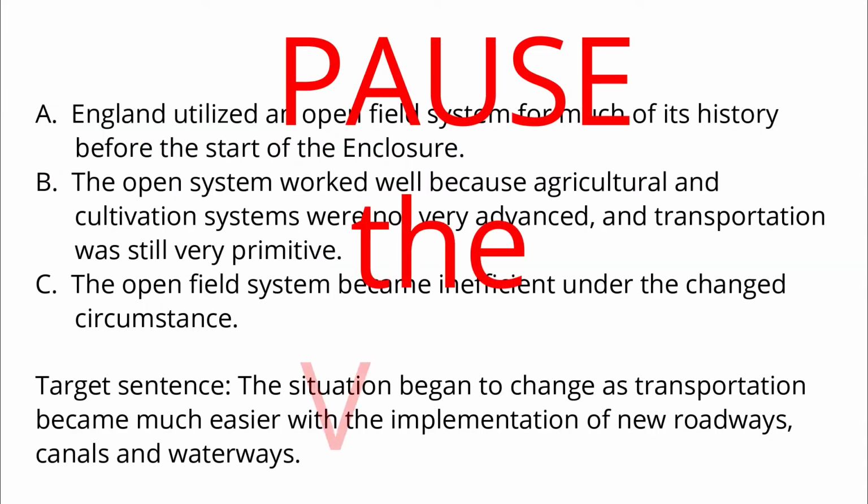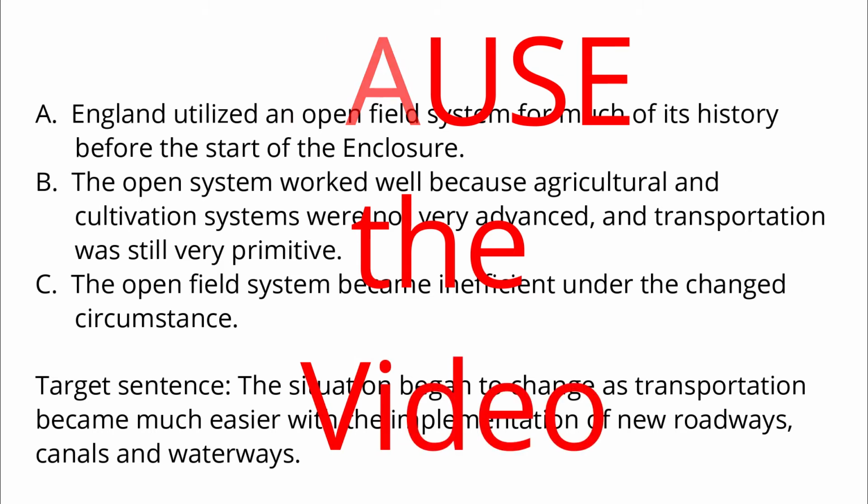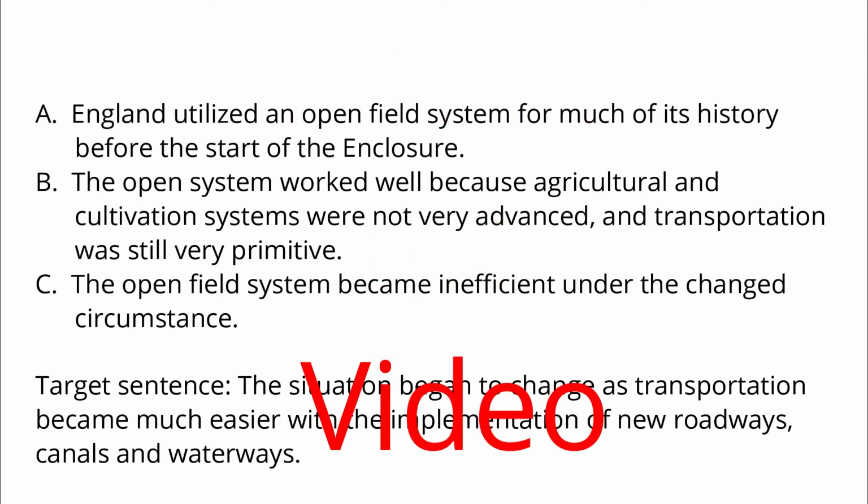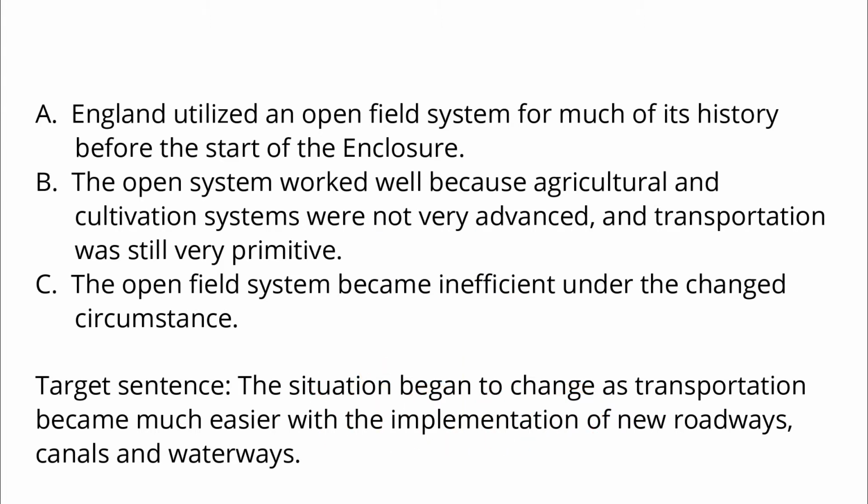Let's consider another question based on the enclosure movement. Pause the video and try to answer by yourself. The key content word in the target sentence is transportation. Only option B has the word transportation. B introduces the word transportation, but the target sentence talks about the details of transportation. For this reason, the target sentence should come after B.